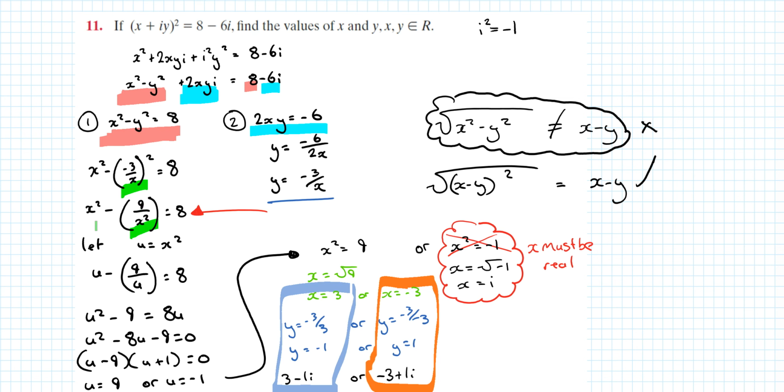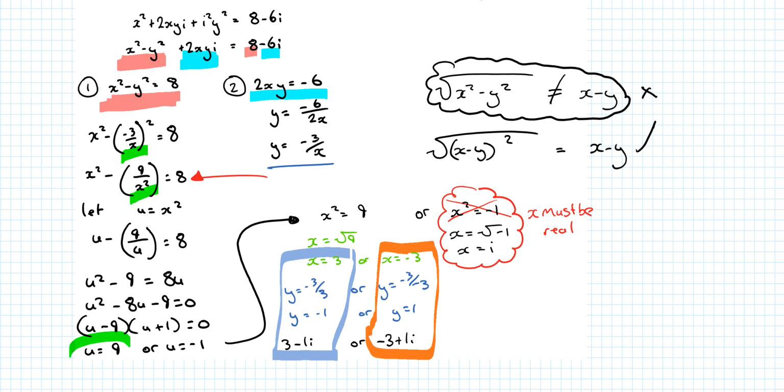Okay, well, if I were to multiply and get rid of the fraction here, it's going to look a bit nasty. The reason being, I would get an x to the power of 4, and I don't really like that. So I'm going to use a bit of substitution then and say, let u equal x squared for the time being. So u minus 9 over u is equal to 8. Multiply everything by u, and I get a quadratic equation in terms of u. Brilliant. Solve that for u. So either u is equal to 9 or u is equal to minus 1.